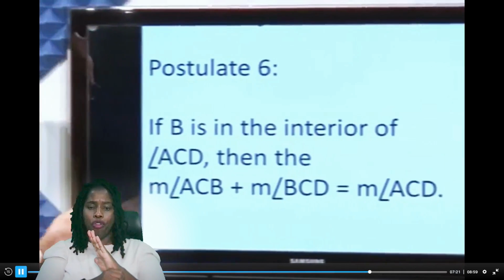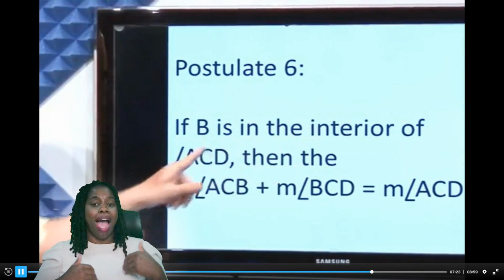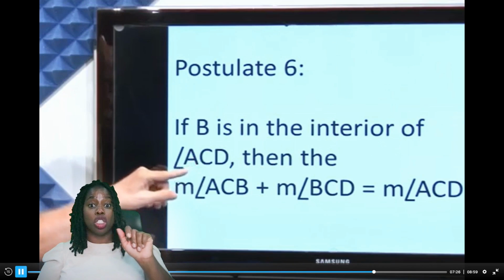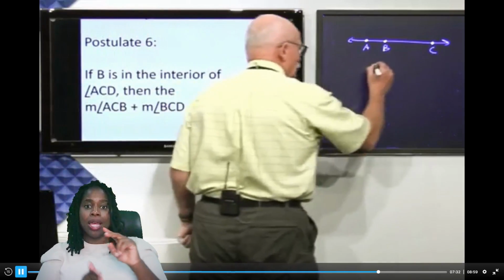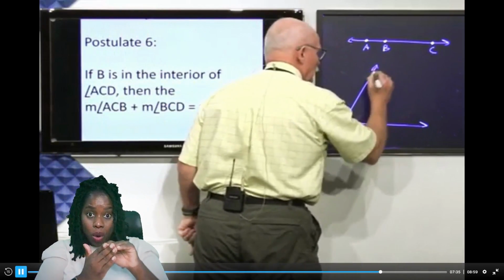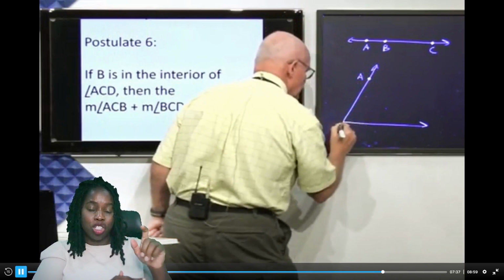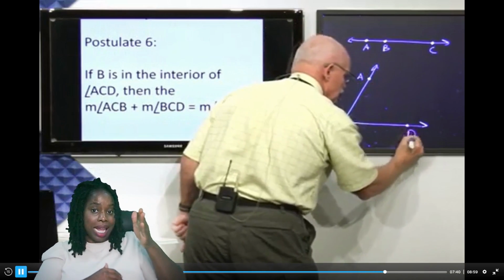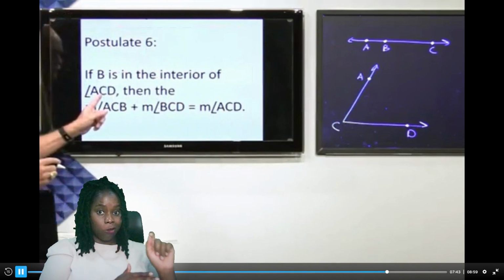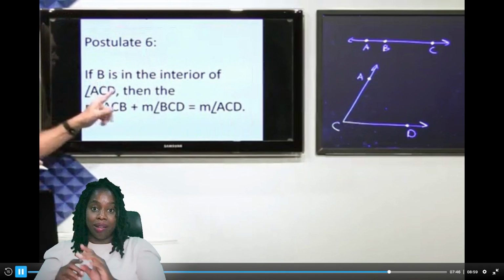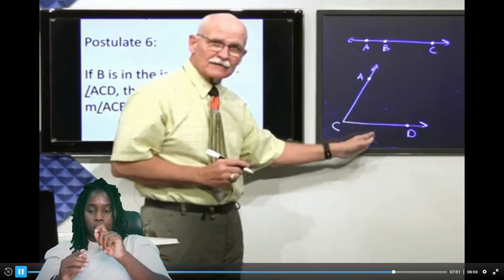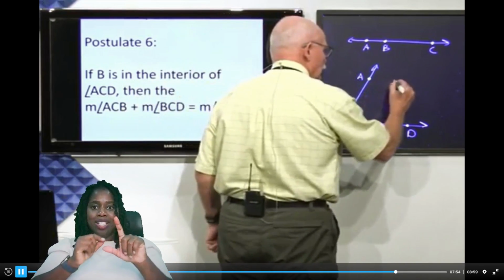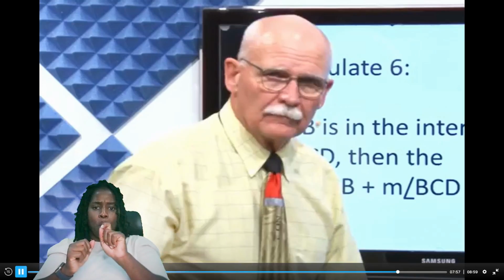Well, for angles, we have a very similar postulate. It says if B is in the interior of angle ACD, so let me draw this picture. Angle ACD, that means C is the vertex. A is on one side, C is the vertex, D is on the other side. There's angle ACD. And B is on the interior. See, all these points in here are inside the angle. All these points out here are outside the angle. So B is any old point on the interior of that angle.